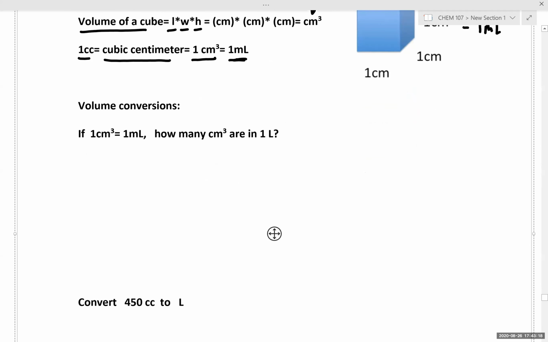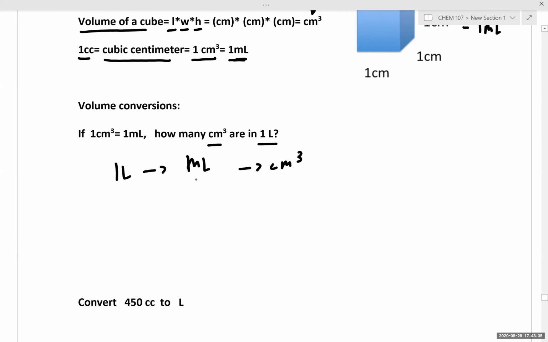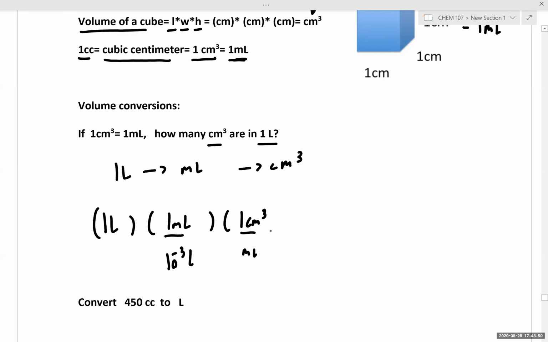So, applying what we've learned, we can actually calculate the number of centimeters cubed in a liter. If we go from 1 liter to centimeter cubed, setting up our solution map, we can go from liter to milliliter, and then from milliliter to centimeter cubed. Then if we have 1 liter, we know in 1 milliliter we have 10 to the negative third liter, and we have 1 centimeter cubed per milliliter. That tells us that we have 1,000 centimeter cubed per every 1 liter.